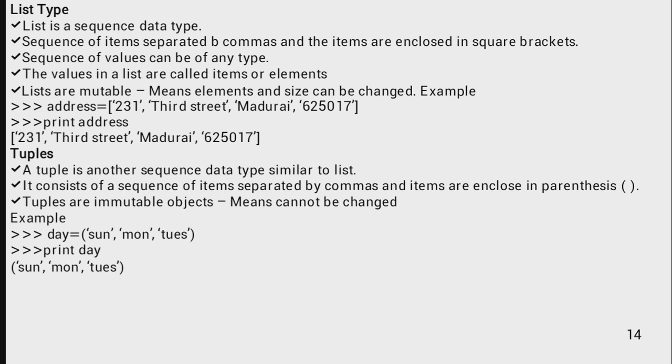Next topic, tuples. Tuple is another sequence data type similar to a list. It consists of a sequence of items separated by commas and the items are enclosed in parentheses. Tuples are also immutable objects.